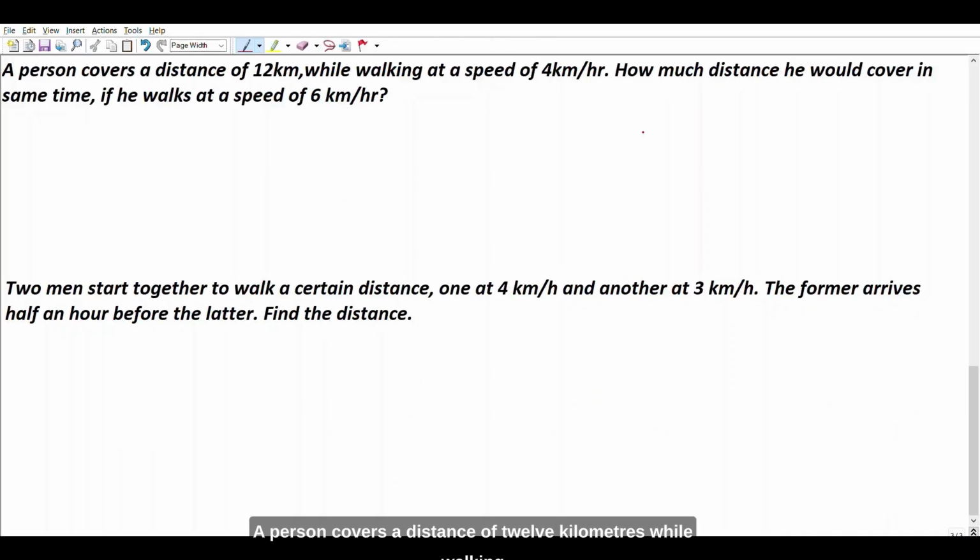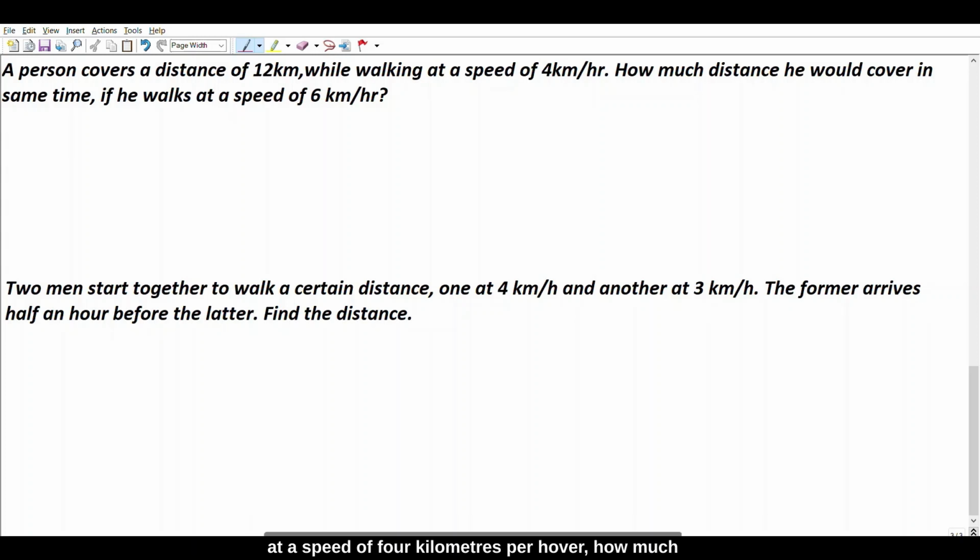A person covers a distance of 12 km while walking at a speed of 4 km per hour. How much distance would he cover in the same time if he walks at a speed of 6 km per hour? So from the question, we can easily identify that time remains constant. It has been given as same time for both the journeys, hence time remains constant.